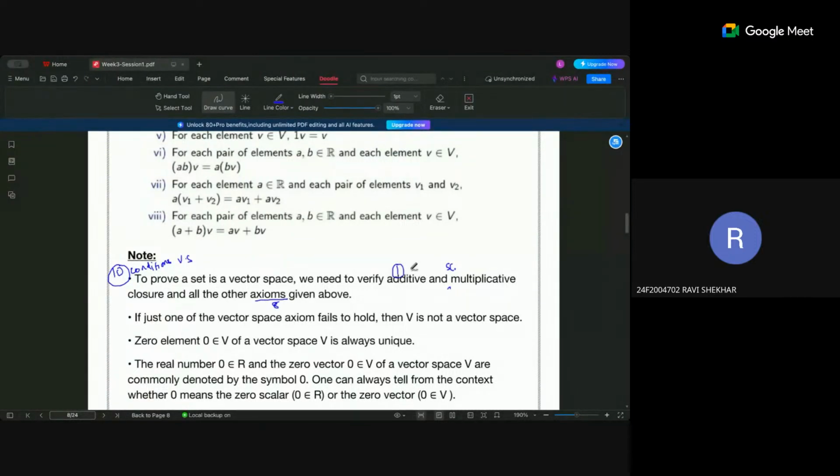Additive closure and scalar multiplicative closure, so 1, 2, and then plus 8. So there are 10 conditions for a vector space. All 10 conditions should be satisfied for a vector space. Okay, ma'am. Thank you, ma'am.